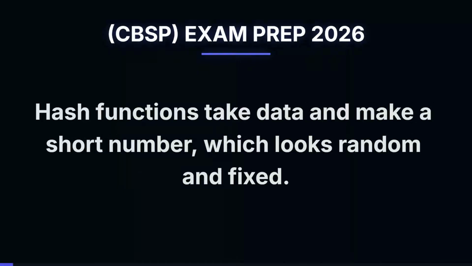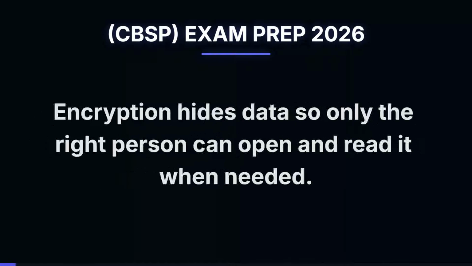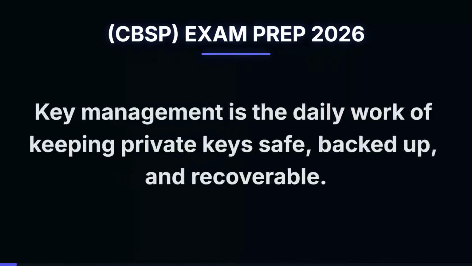Hash functions take data and make a short number, which looks random and fixed. When data changes by one letter, hashes change a lot, and this helps detect tampering. Cryptography gives us tools like signatures, hashes, and encryption to protect assets on chains. Encryption hides data so only the right person can open and read it when needed. Key management is the daily work of keeping private keys safe, backed up, and recoverable.